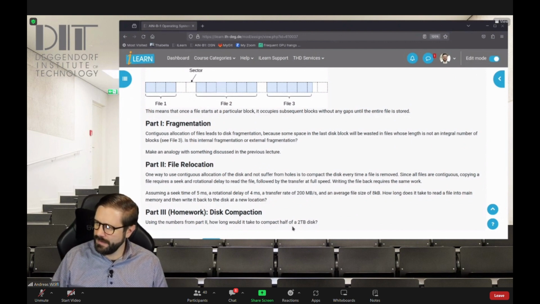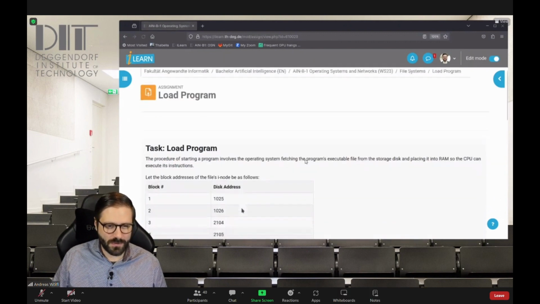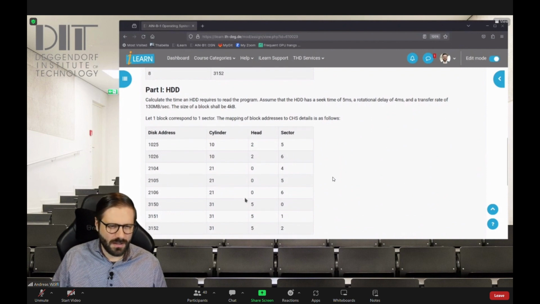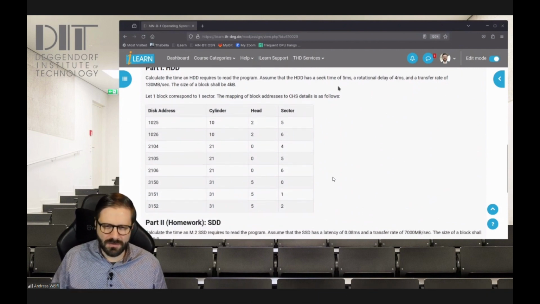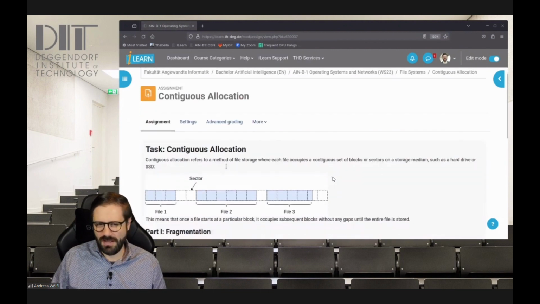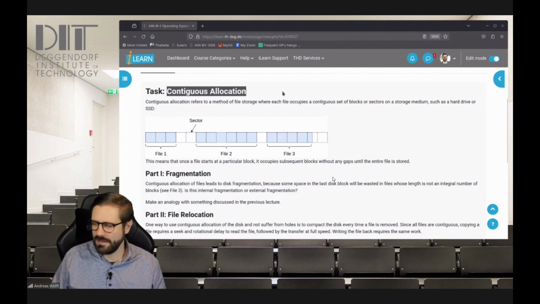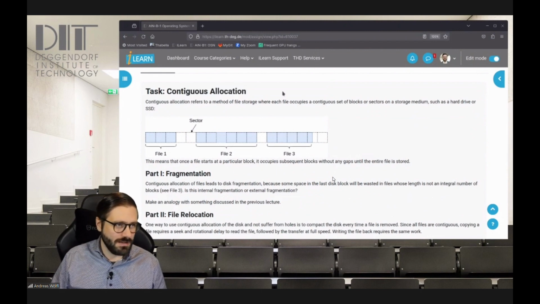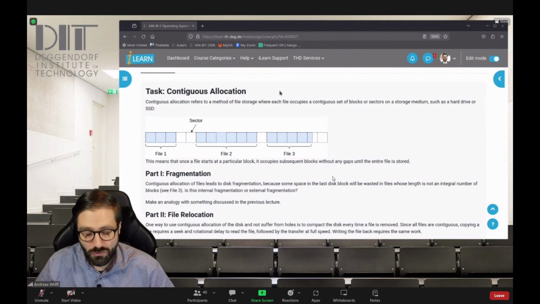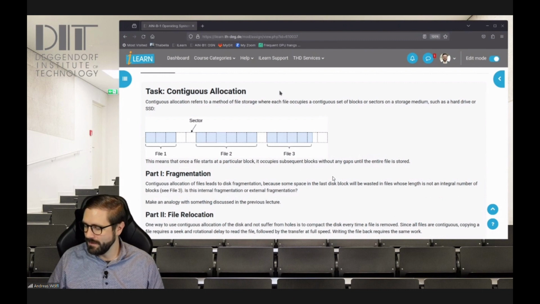A question from Jeff Bezos: whatever task we skip will not come in the exam. Well, we did this kind of task in load program. In load program, we calculated how long it takes given the seek time and the rotational delay. The same type of question applies to continuous allocation as well. So if I say we skip this continuous allocation task, this does not mean that you don't need to calculate something in the exam.